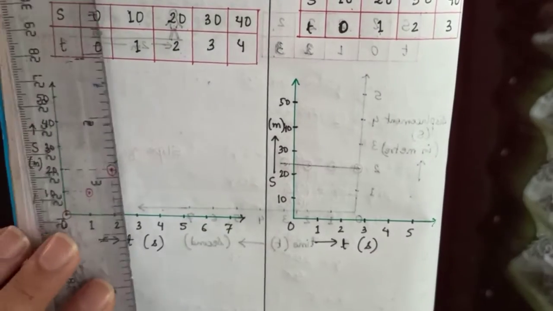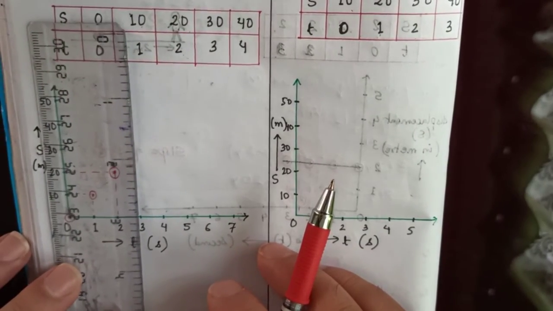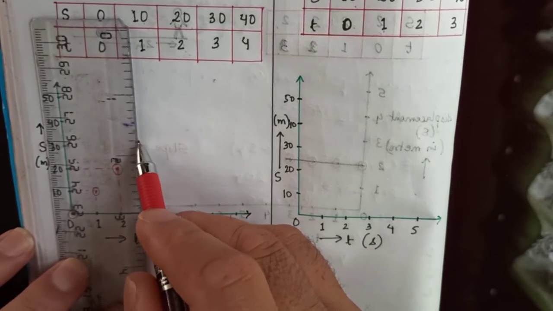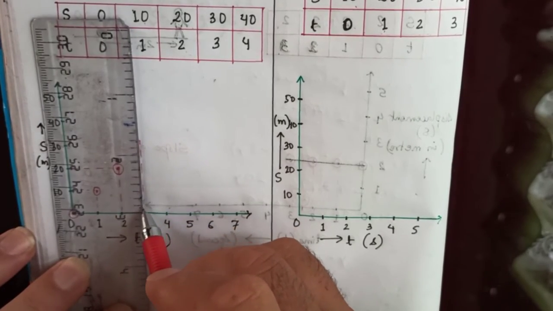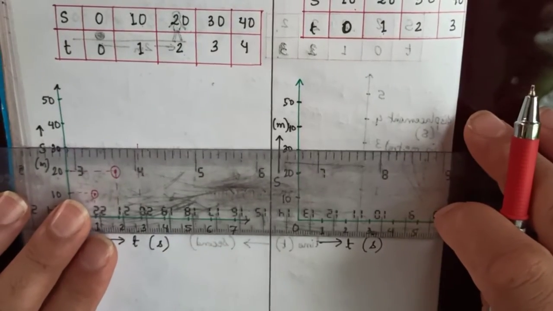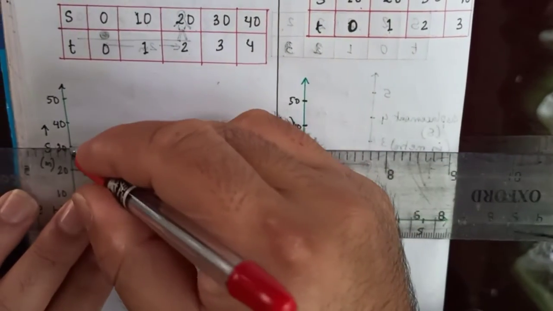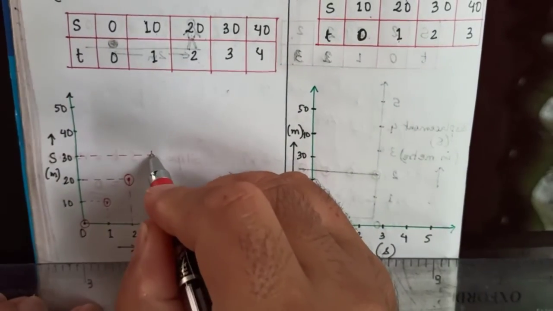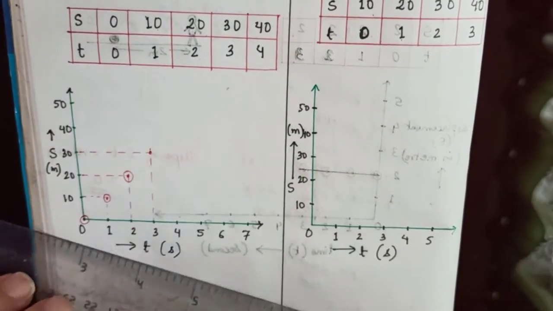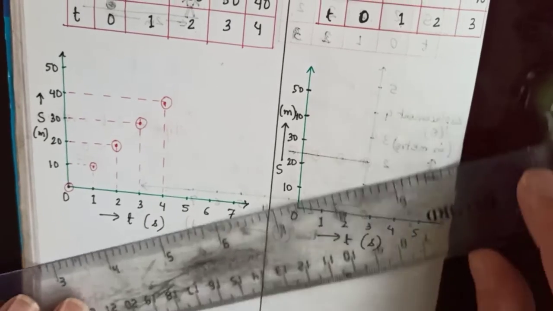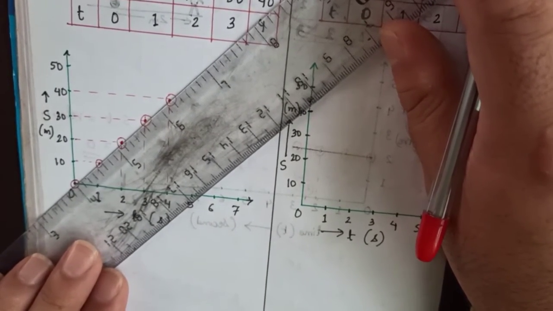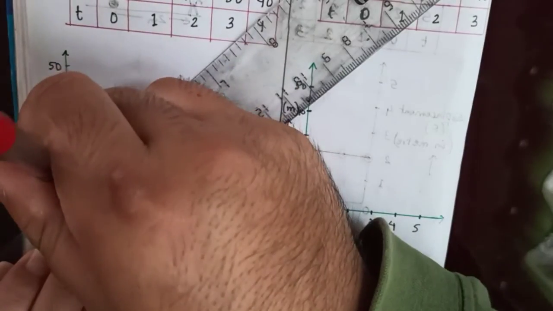Fourth one is when the time is 3 seconds, then displacement is 30 meter. That means the body has been displaced 30 meter away from the observer. So this is the fourth point. Now if we join all these points, then as expected we get a straight line, and in this case this straight line is passing through the origin.